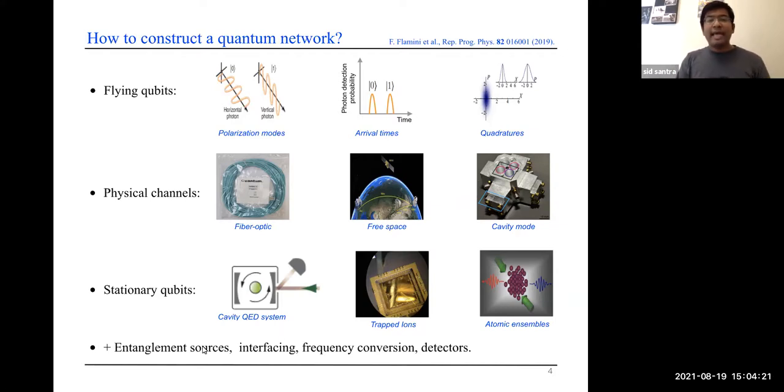And then, of course, there are entanglement sources. We need interfacing between the different components of the network. We need a frequency conversion, for example, to convert the photons into the telecom band so that they travel well in the physical channels. And we need detectors to tell us when indeed entanglement has been established, and so on.